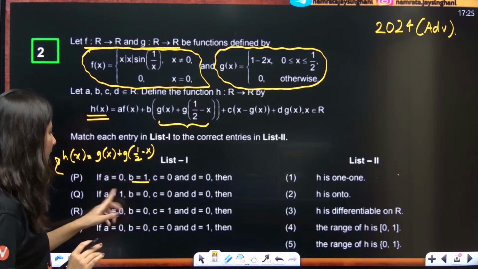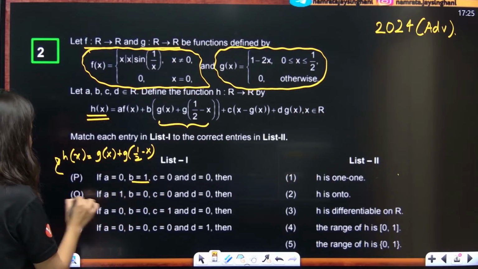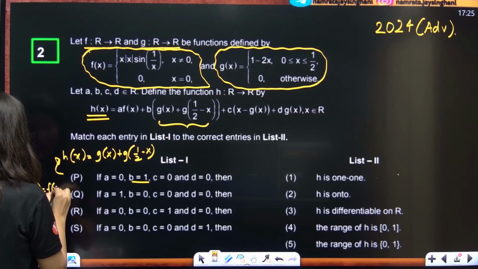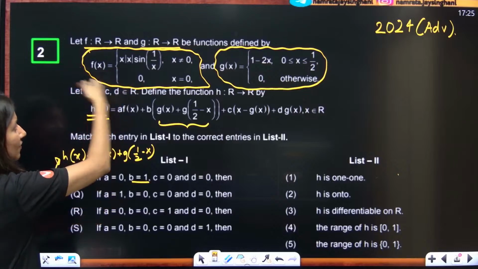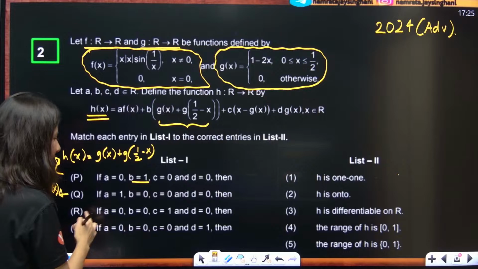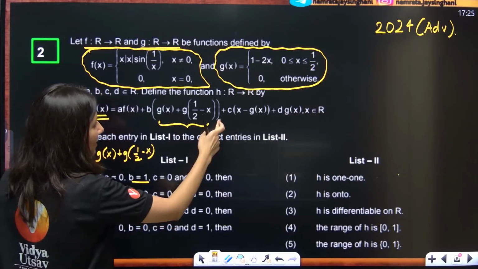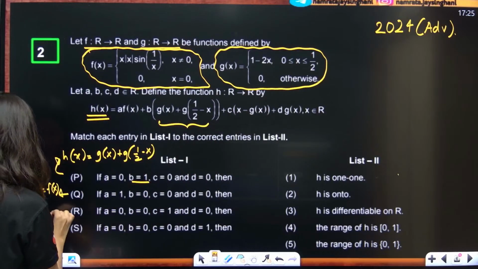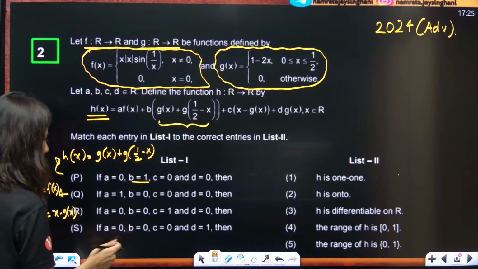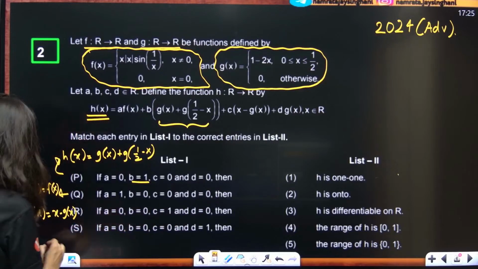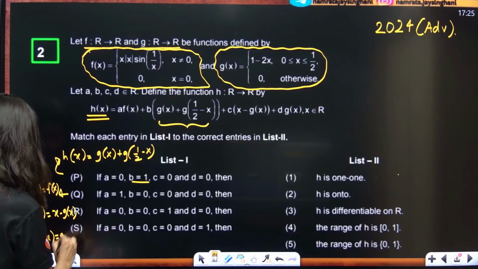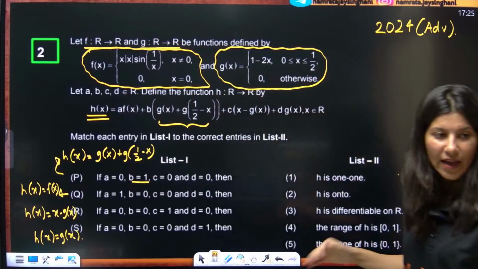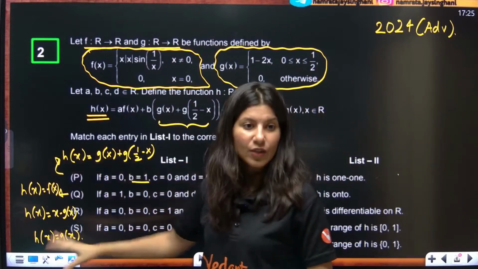For your Q part, everything is 0 except A equals 1. So for your Q part, h(x) is f(x). That's it. Now, for the R part, you can see C equals 1, so everything else is 0. So h(x) will be x minus g(x). And if D is 1, then h(x) is simply g(x). In all four PQRS parts, I have written the value of this function h(x).